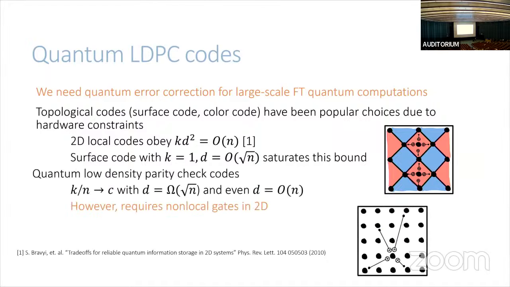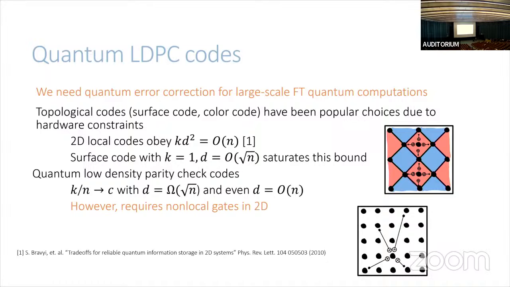As an alternative, quantum LDPC codes have been introduced, and they have way better rate. They have constant rate, and they can achieve distances that are better than the square root of n. And in the past few years, they've even found codes with constant rate and linear distance. So these are much better performing than the surface code.